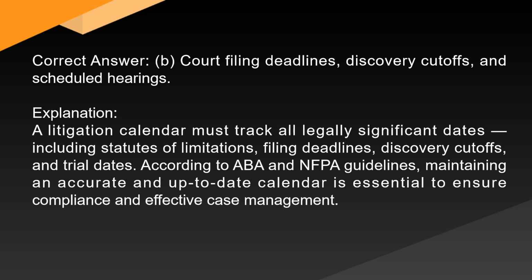Explanation. A litigation calendar must track all legally significant dates, including statutes of limitations, filing deadlines, discovery cutoffs, and trial dates. According to ABA and NFPA guidelines, maintaining an accurate and up-to-date calendar is essential to ensure compliance and effective case management.